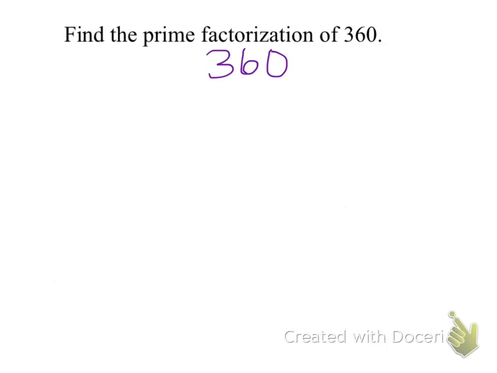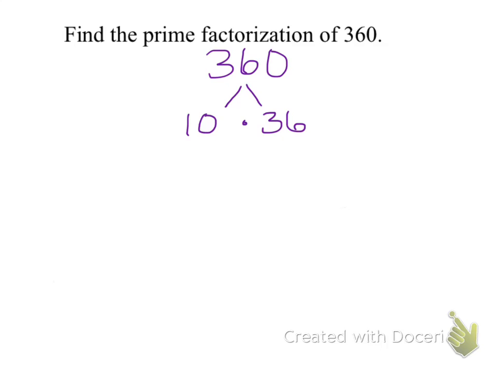So 360, first thing we do, we think of a factor pair of 360. You can use any one that you'd like. You could use 2 times something. It looks like 5 goes into it, 3 goes into it. I'm going to actually use 10 because I know it ends in a 0, and that's kind of an easy one for me to think about. So 10 times 36.